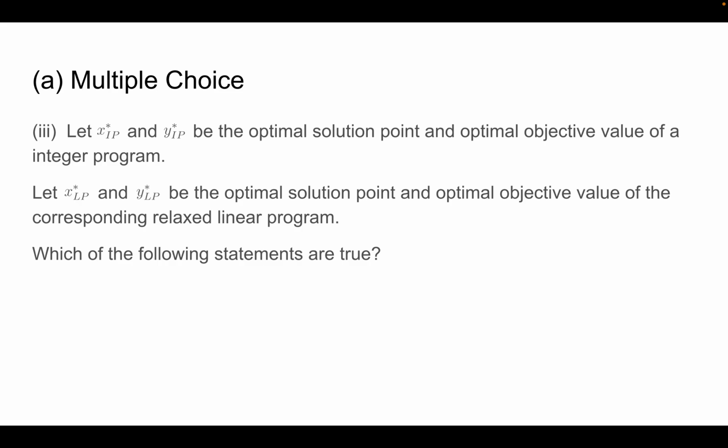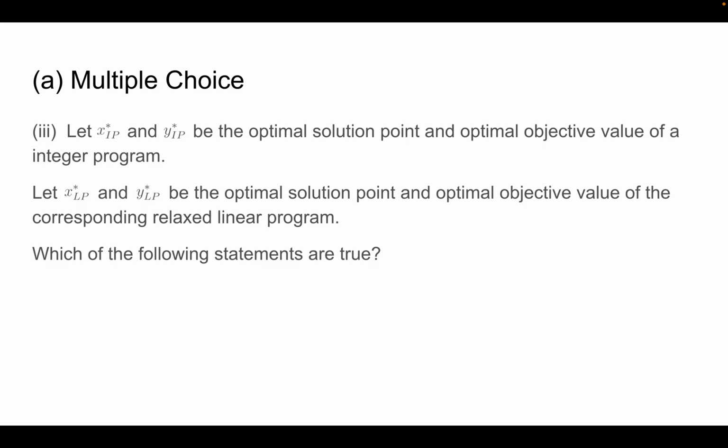Now we're going to go through a small scenario where we have x star IP and y star IP equal to the optimal solution point and objective value of an integer program, and then x star LP and y star LP are going to be the optimal solution point and objective value for a corresponding relaxed linear program.